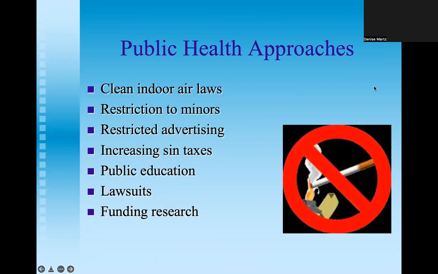Some public health things that have been effective, clean indoor air laws. When I came to Boone, there were no clean indoor air laws. There were people smoking in stores and restaurants, and there were people smoking in the academic buildings. Smith Wright had ashtrays in the hallway. We were inviting people to come in and smoke. And it was when I got pregnant with my second son, and I was sitting in my office in Smith Wright, cigarette smoke was everywhere.